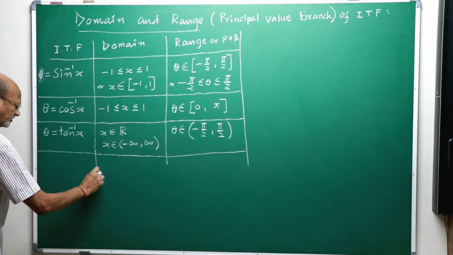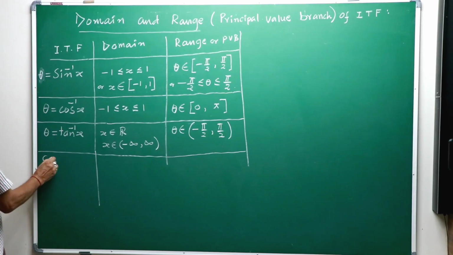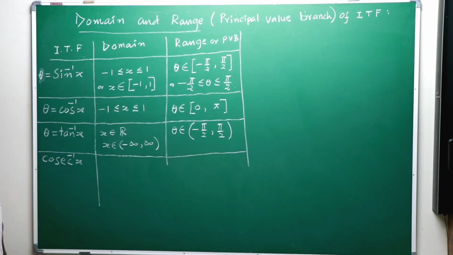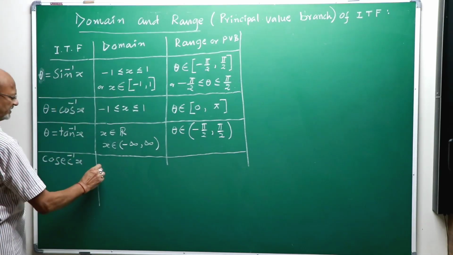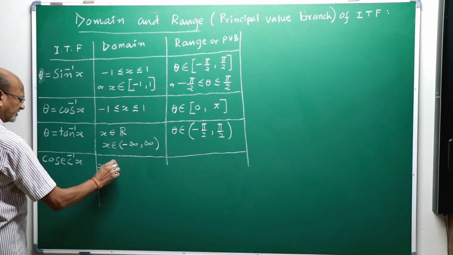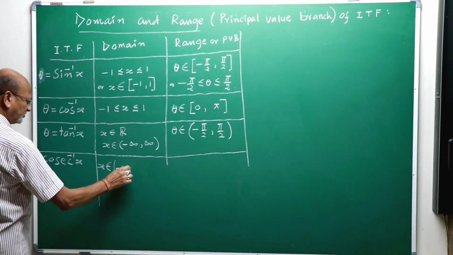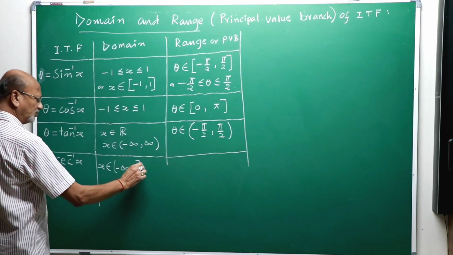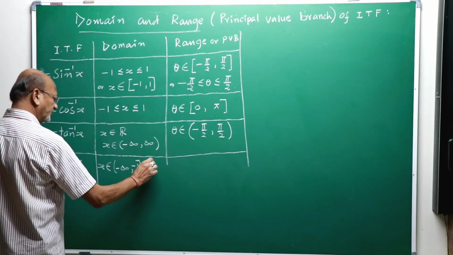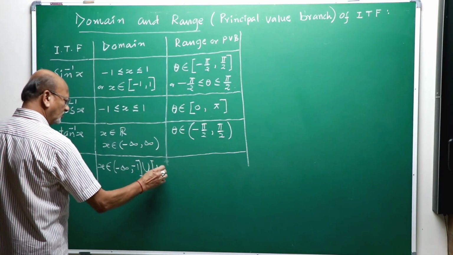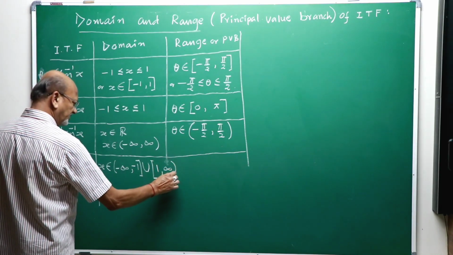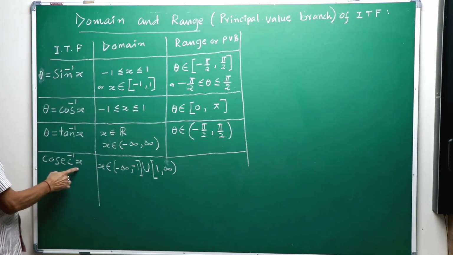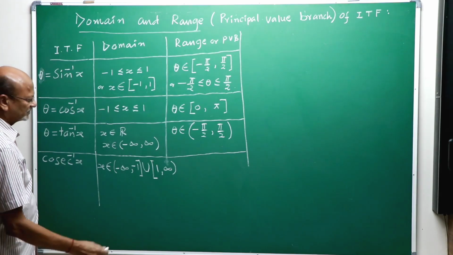Next is cosec inverse x. For this, the domain is x belongs to the open interval minus infinity comma minus 1, closed interval, union, closed interval 1 to infinity. Here it is open. This is the domain of cosec inverse x.